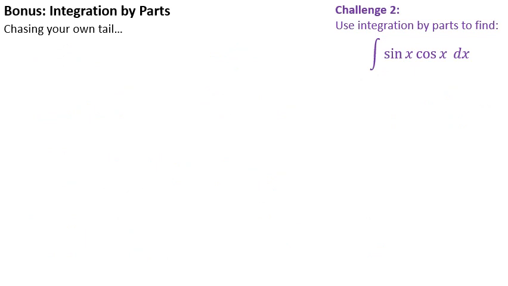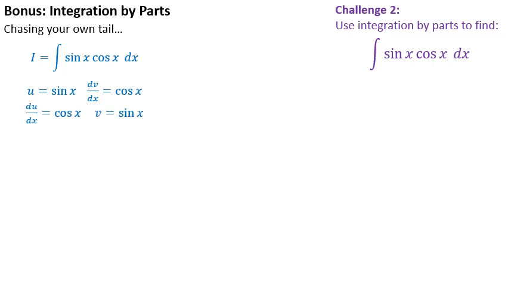Now for the second challenge. We've got the integral of sine x times cos x. And it doesn't really make much difference which one we choose to call u and which one we choose to call dv by dx. So let's start by setting u equal to sine x, dv by dx equal to cos x. And when we differentiate one of those and integrate the other one, we get a cos and a sine.